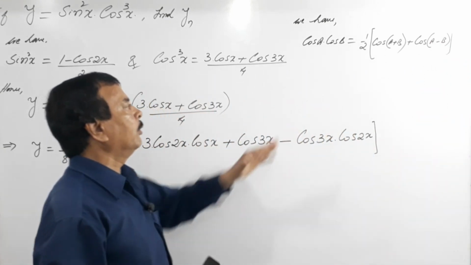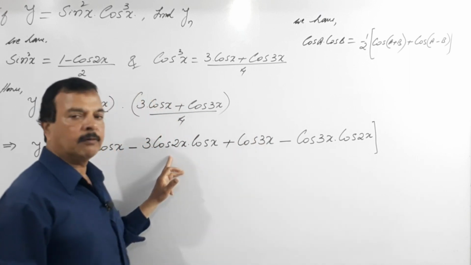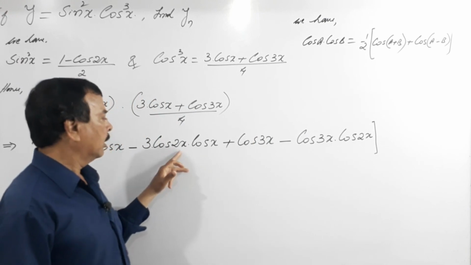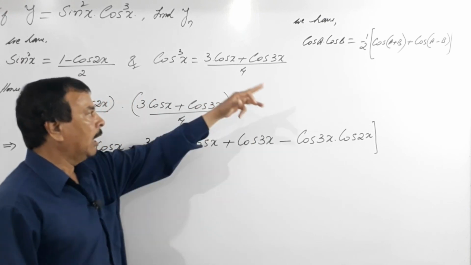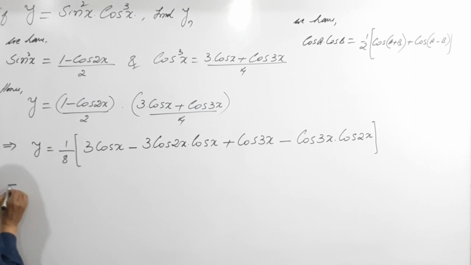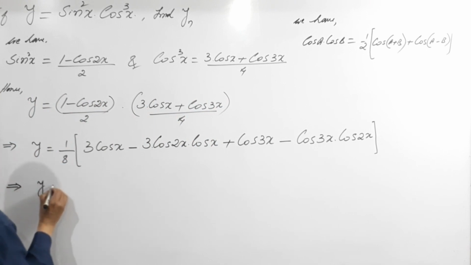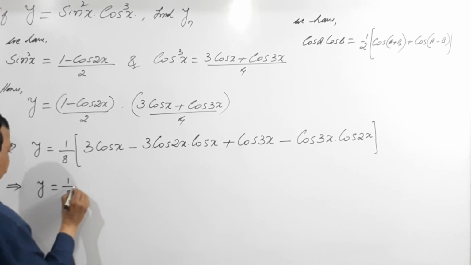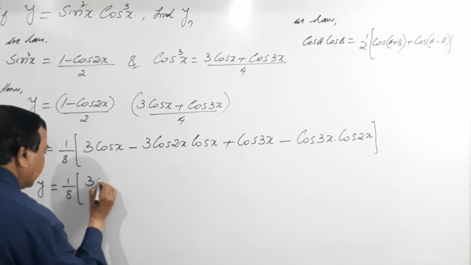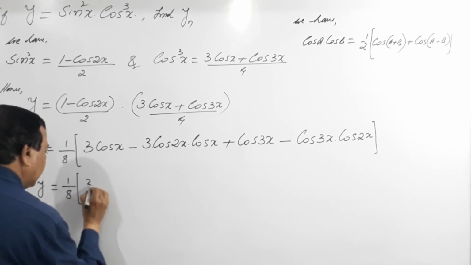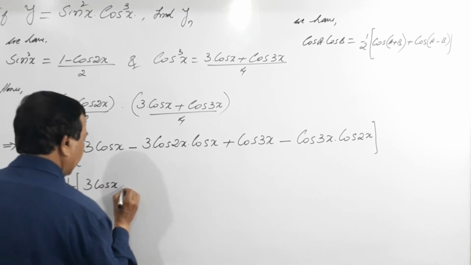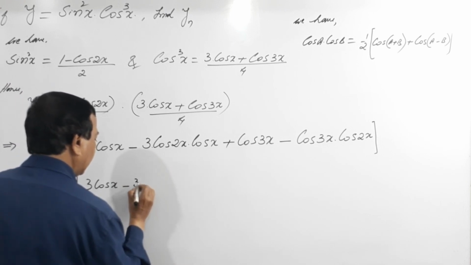So I am going to use this formula in place of cos 2x into cos x. Here cos A is 2x and cos B is only x. So I'll try to use that formula here. So what happens to y then? Then y equals 1 by 8, so as usual 3 cos x minus 3, I'll take it outside. I'll use a bracket here.